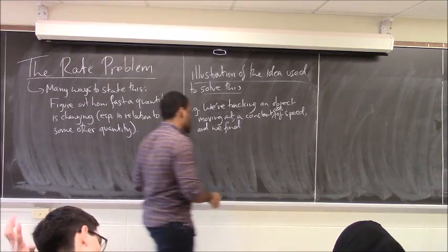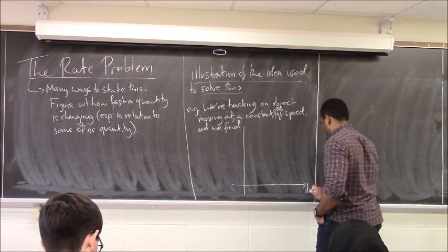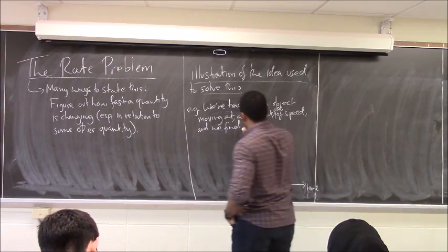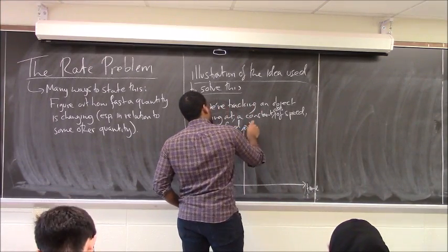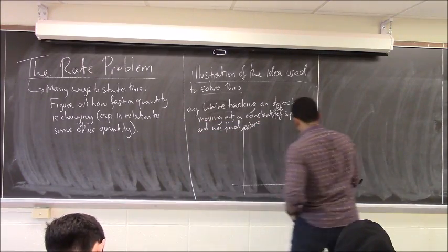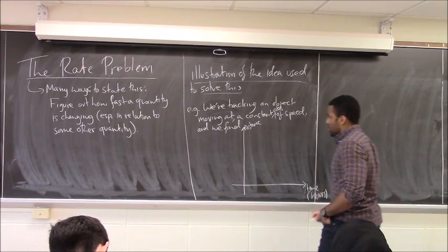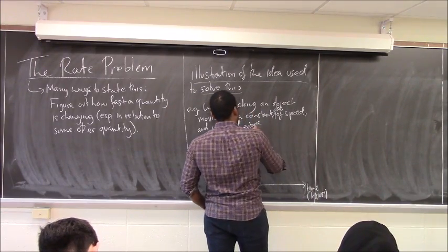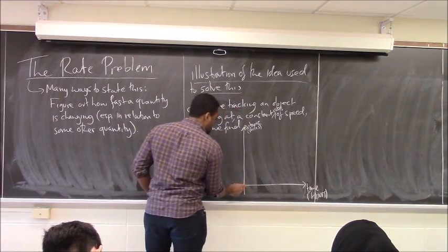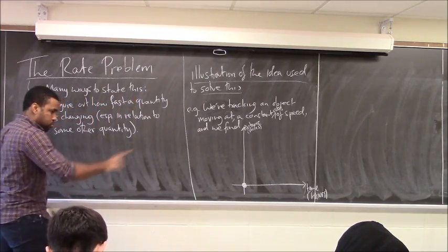So let's say we're tracking the distance of that object over time. Let's make time here. Let's say we're tracking the distance on the vertical axis. Let's give this some units here. Let's say we're measuring time in hours. Say we're measuring distance in miles. So we're tracking this object. It starts at some location we deem position 0, at time 0, and then it sets off.